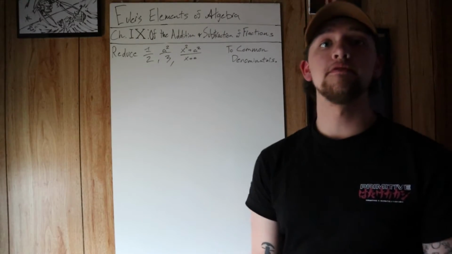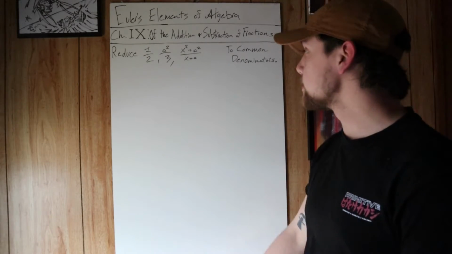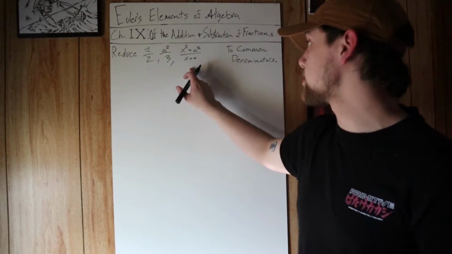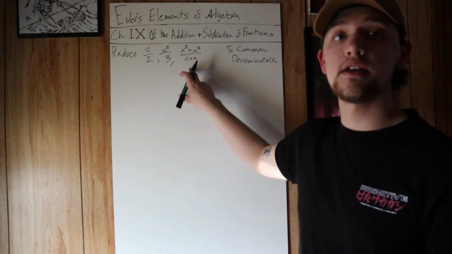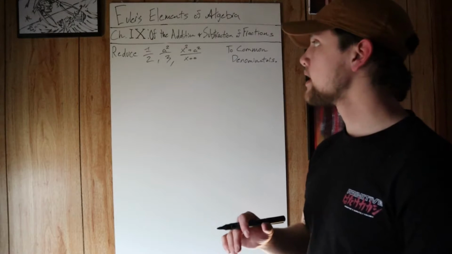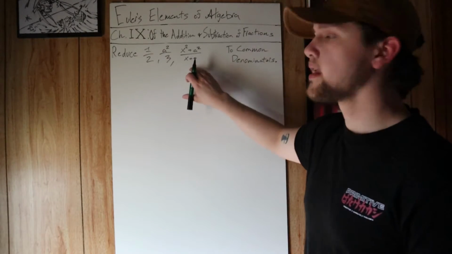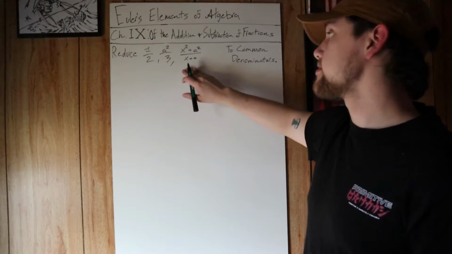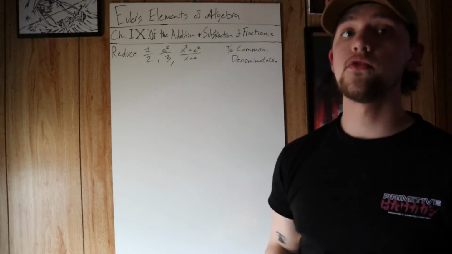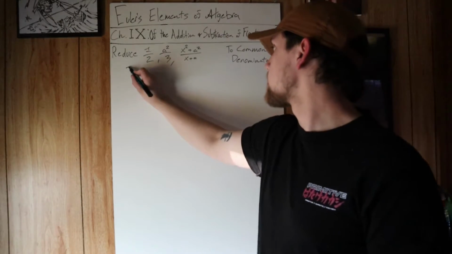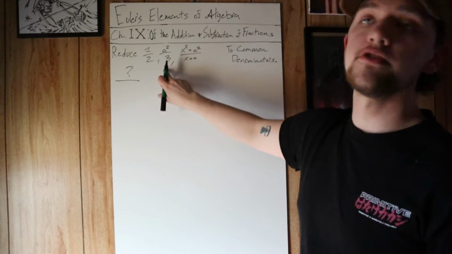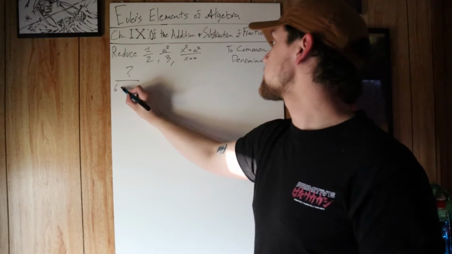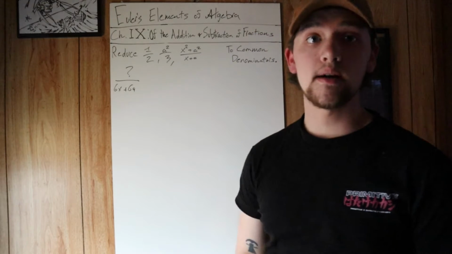All right, and this brings us to the fifth question Euler provided for us, which is reducing 1/2, a squared over 3, and x squared plus a squared over x plus a to their common denominators. What's nice about this one is these are all in one single fraction, so I can simply multiply their three respective denominators together to form our common denominator. So we know that it will be 2 times 3, which is 6, multiplied by x plus a. So we're left with 6x plus 6a as our common denominator.